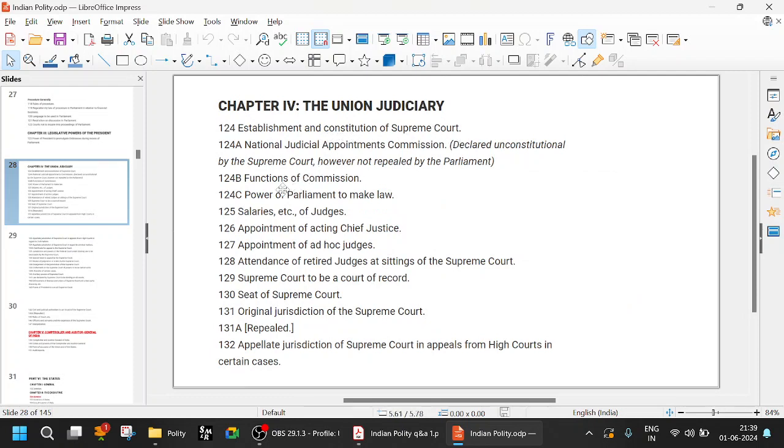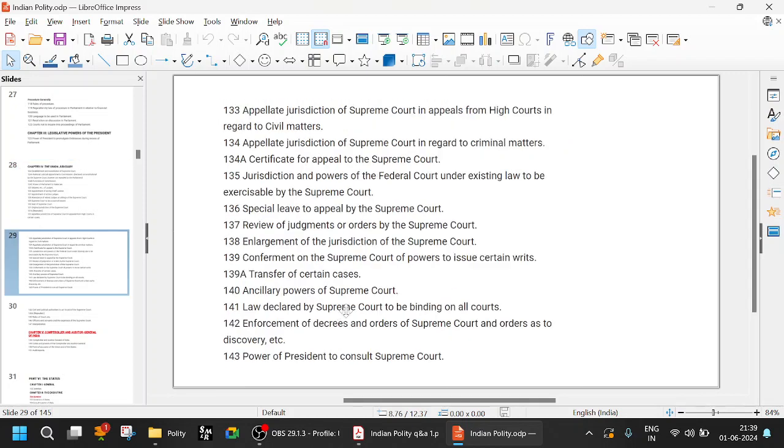Next important thing, 130 is the seat of the Supreme Court. 131 is the original jurisdiction of the Supreme Court, very important. And 132 is the appellate jurisdiction of the Supreme Court. Within this original jurisdiction, all that comes; we'll look into that. And 136 is special leave to appeal by the Supreme Court, very important, because with this special leave, any case you can go to the Supreme Court. So this is a very important power.